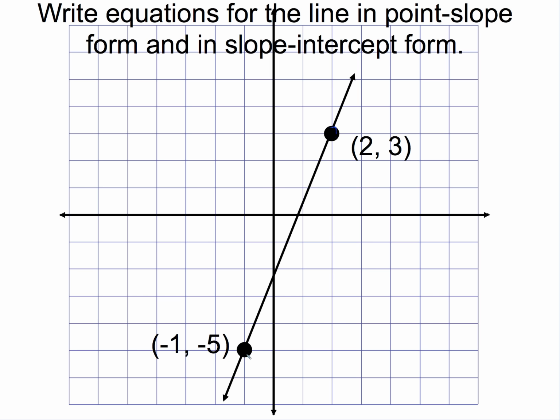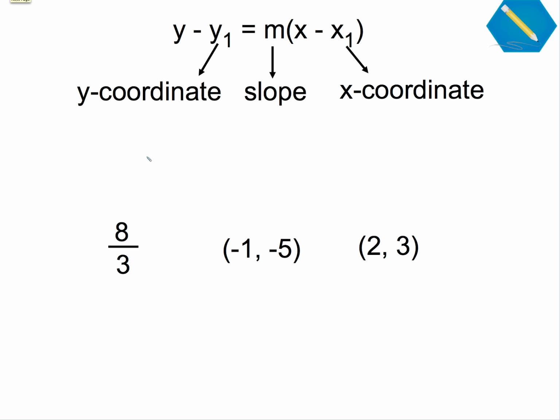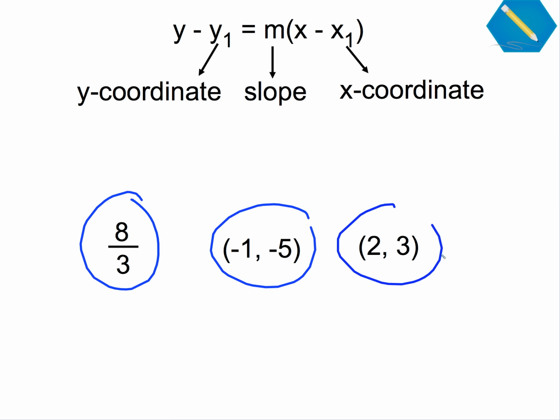Next, we need to know the slope, so I can count from here and go up 1, 2, 3, 4, 5, 6, 7, 8, so that's positive 8. And then to the right, 1, 2, 3, so that's positive 3. So my slope would be 8/3. I just consolidated everything on this slide so that you could see it. So we have our slope is 8/3 and then our two ordered pairs here.